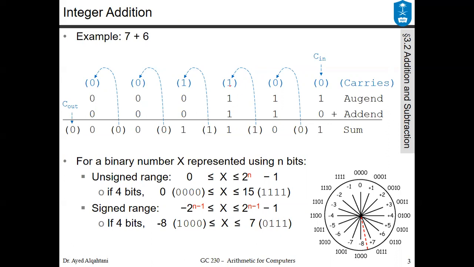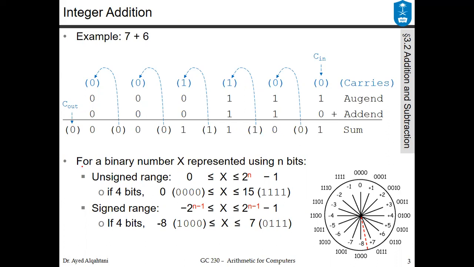Similarly, 1 plus 1 plus 1 is 1, carry 1. 0 plus 0 plus 1 is 1, carry 0. And 0 plus 0 plus 0 is 0, carry 0. And that's the last bit position, or the most significant bit in this representation. So 0 plus 0 plus 0 is equal to 0, and the carry out is going to be 0.